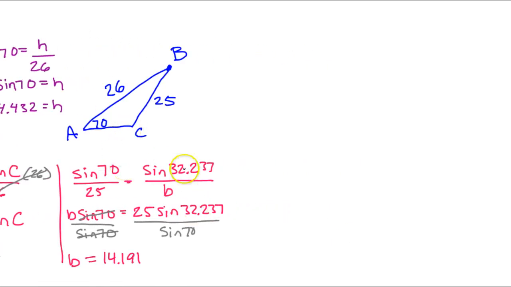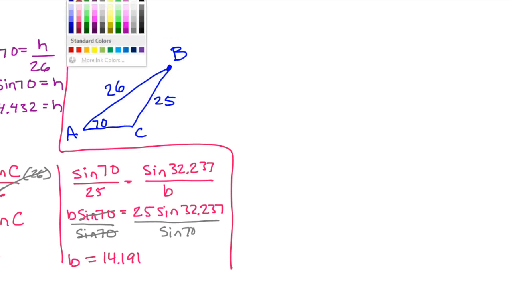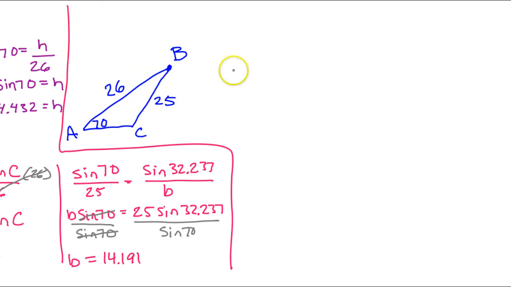Now, I had to use some of this space up, so maybe I'll just draw a line separating this out. Okay, now let's deal with this. I'm going to change colors. I'll use green for these calculations.